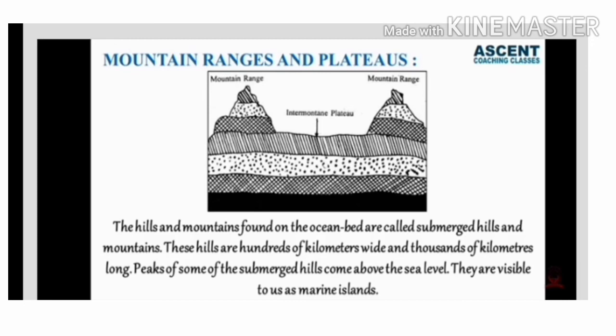These hills are hundreds of kilometers wide and thousands of kilometers long. Peaks of some of the submerged hills come above the sea level, so they are visible to us as marine islands. Iceland in the Atlantic Ocean, Andaman and Nicobar Islands in the Bay of Bengal are examples.